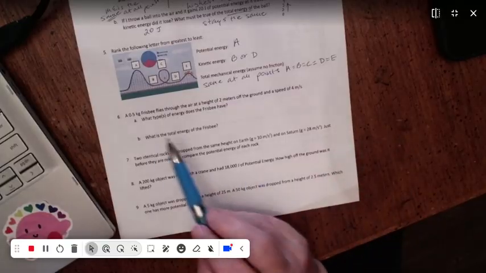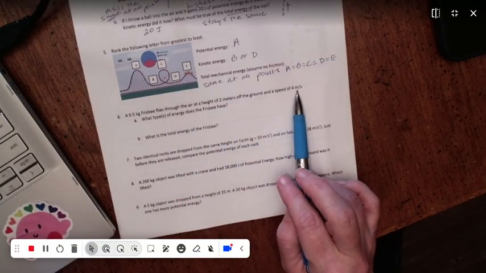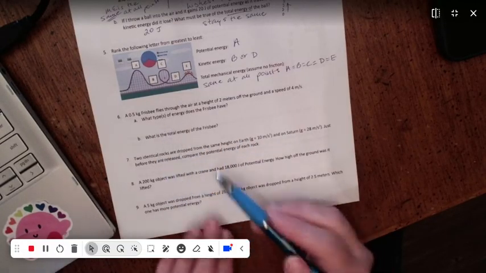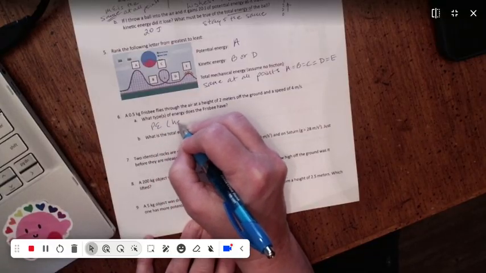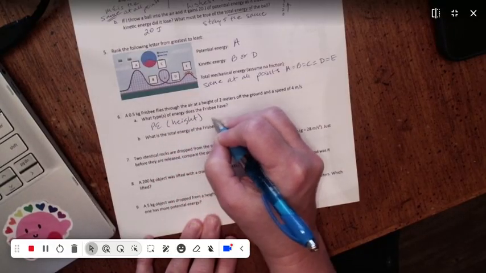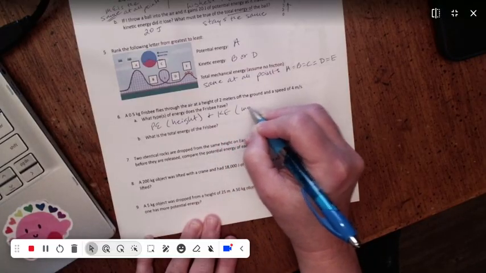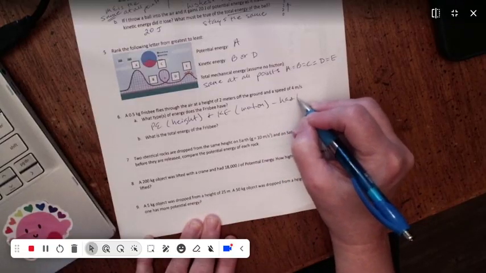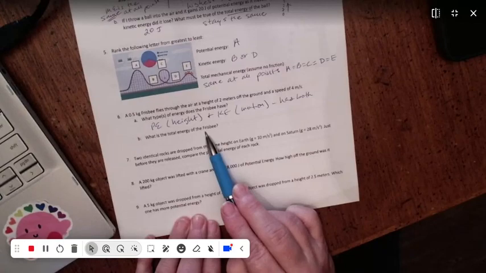Okay, a frisbee flies through the air 2 meters off the ground at a speed of 4 meters per second. So this frisbee has got potential energy because it's at a height above the ground, and it has kinetic energy. It has some of each because it's moving. So it has both potential and kinetic energy. What's the total energy of the frisbee?